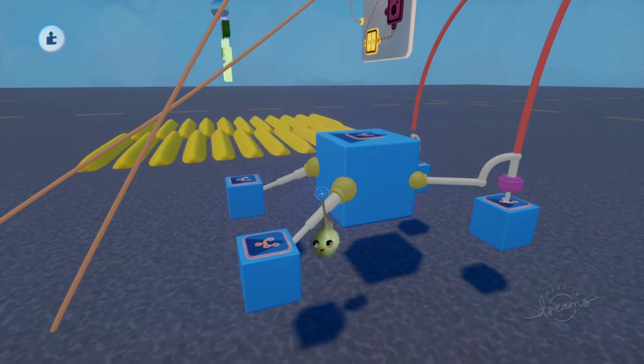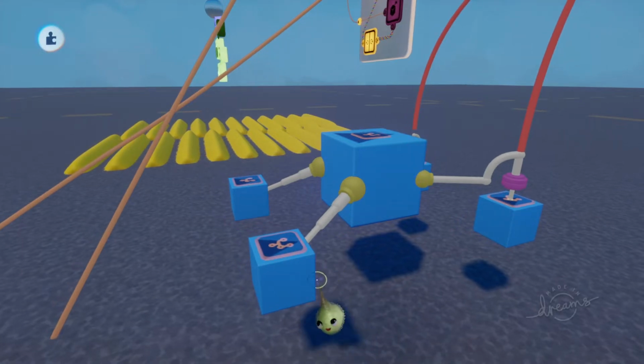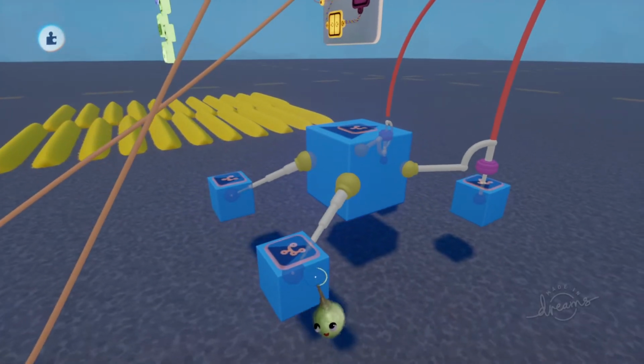And I do that as opposed to grouping them because it distributes their mass. Grouping sculpts combines their mass into one center point. Connecting them keeps their mass separate.